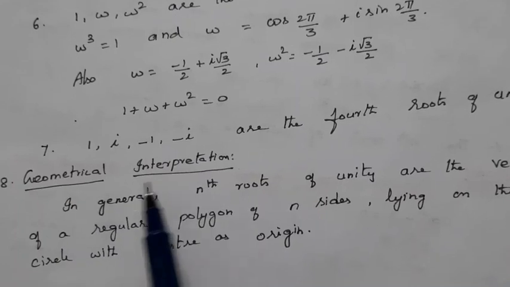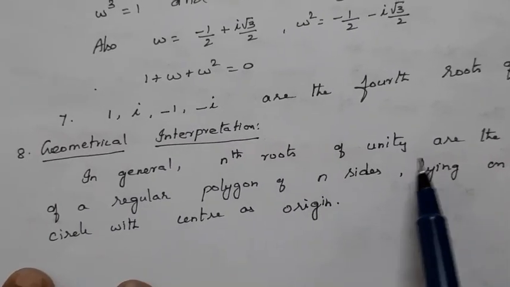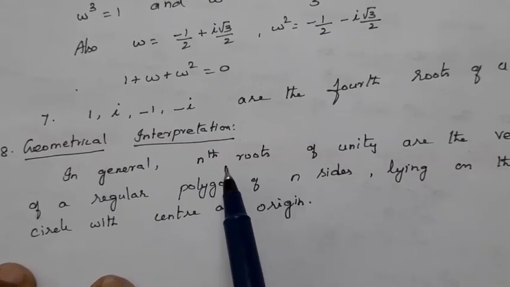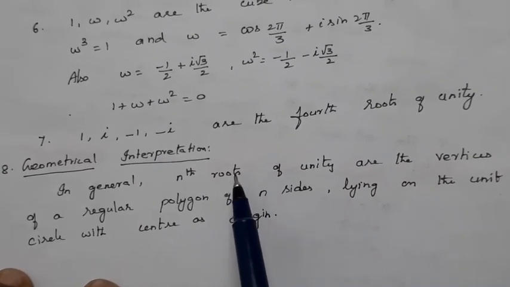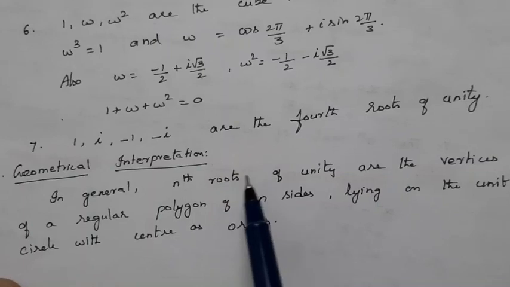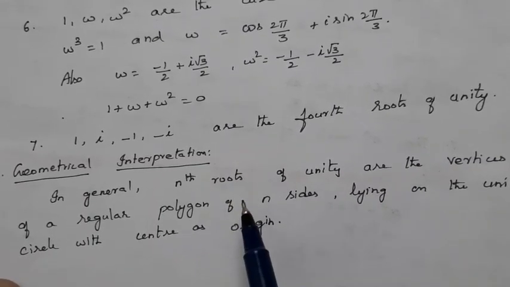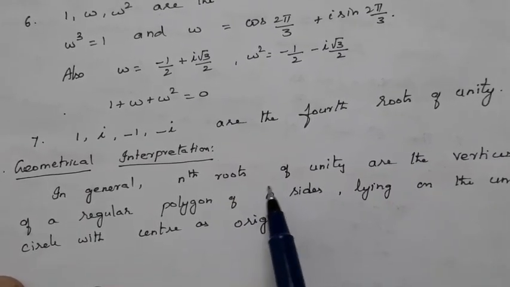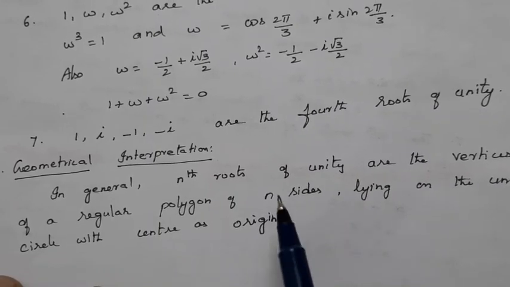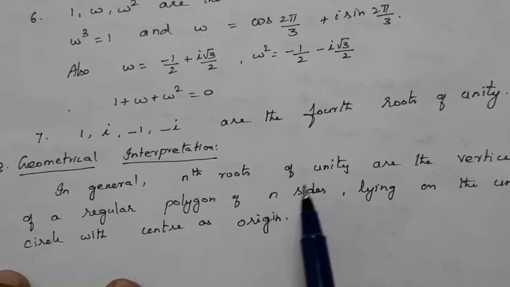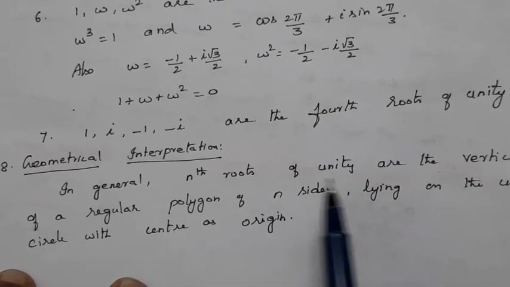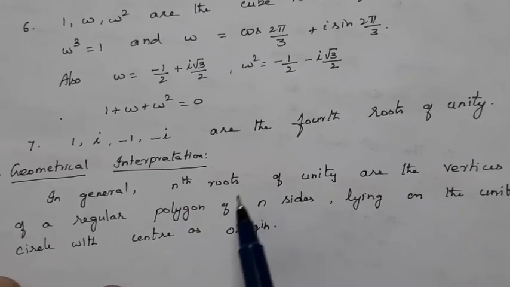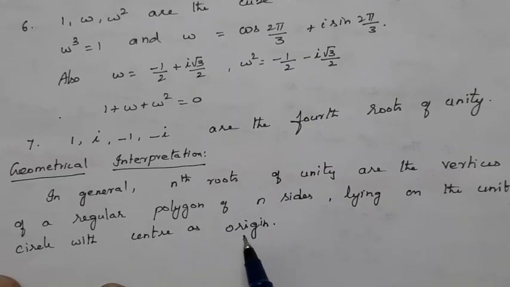Then what will be the geometrical interpretation of the nth roots of unity? In general, if the complex number is in the polar form, how will you represent it geometrically? They will lie on a circle with the radius equal to the modulus, and the center as origin. But here they are the nth roots of unity, so the modulus is equal to 1. So all the nth roots of unity will lie on a unit circle with the center as origin.